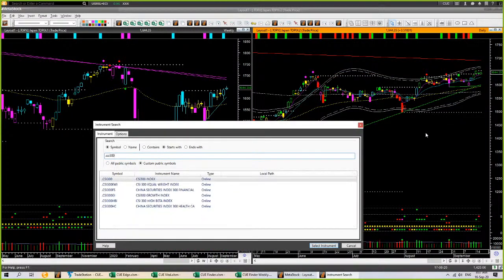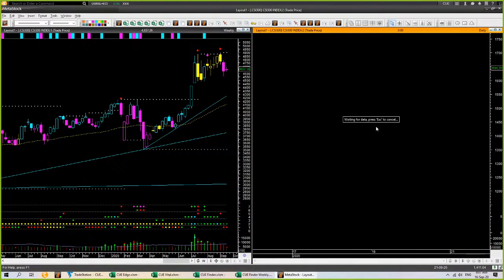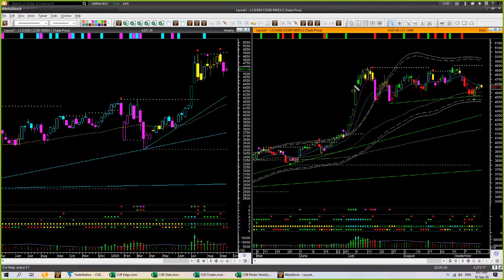Chinese market, CSI 300 index. Again, it is moving inside a range. No trade signal right now.